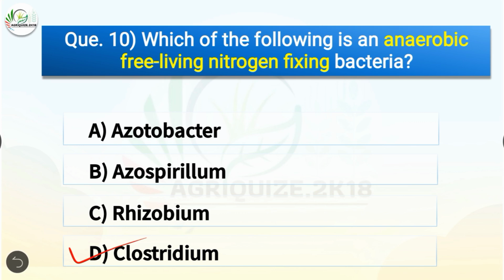So, Clostridium among the following is an anaerobic free-living nitrogen-fixing bacteria, whereas Azotobacter is free-living aerobic. Azospirillum is associative symbiotic nitrogen fixing, and Rhizobium is a symbiotic nitrogen fixer.